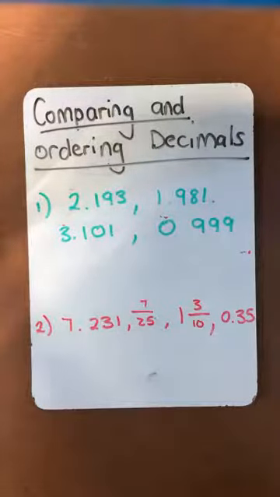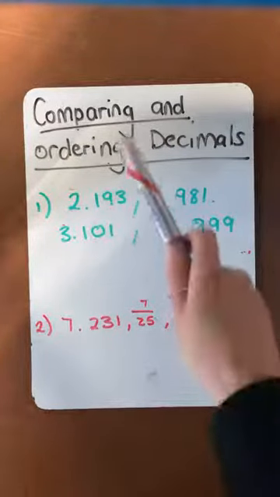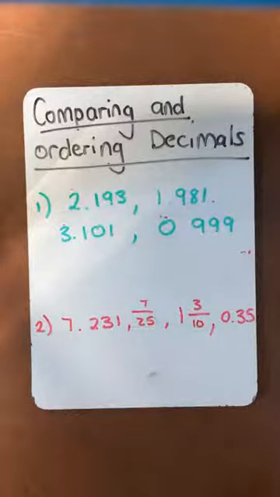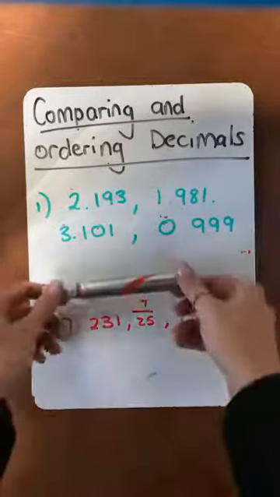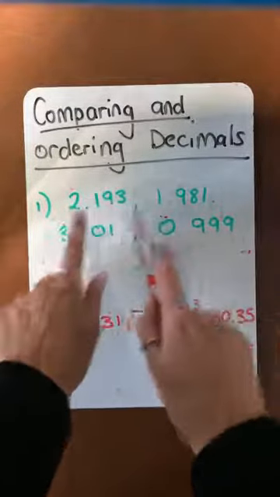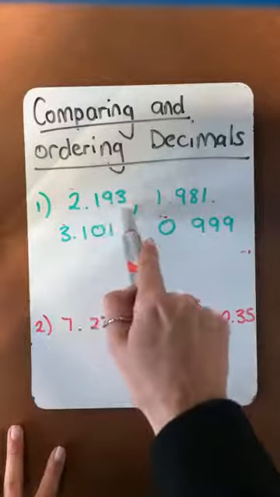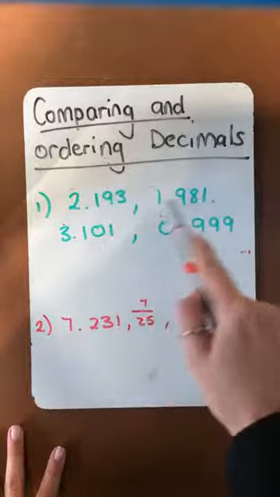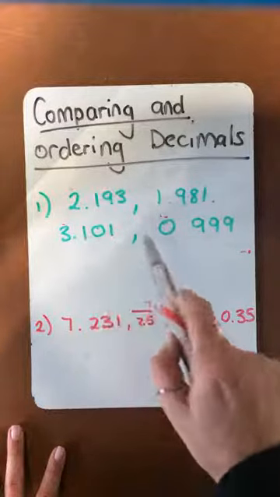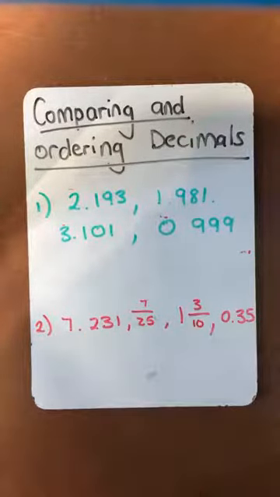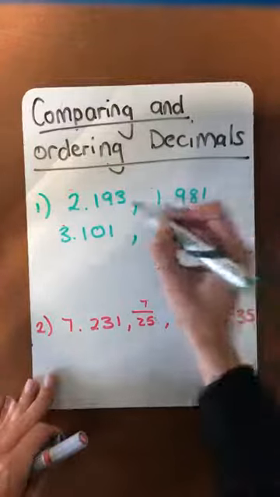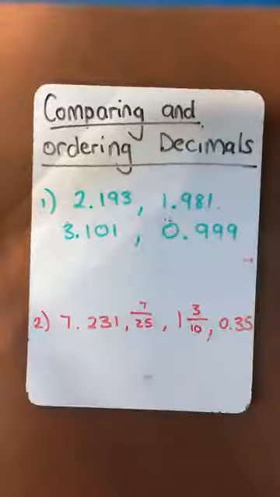In this last video on decimals involving decimals in the thousandths place, we're going to learn about comparing and ordering decimals. So, in the first question here, I have 4 different decimals: 2.193, 1.981, 3.101, and 0.999. So I have 4 different decimals here. And the question is asking me to order it. So we're going to order it from the smallest decimal to the biggest decimal.